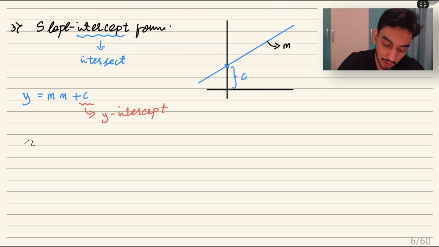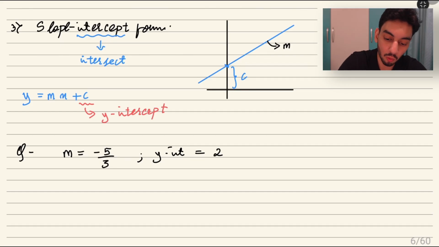Okay, let's pick up a question. Let's say I need to find the equation of line whose slope is negative 5 over 3 and its y-intercept is, let's say, 2. So how do I do it? I just say it is y is equal to mx plus c. So it would be y is equal to m, which is negative 5 over 3 x, plus c, which is the y-intercept, in this case just 2.